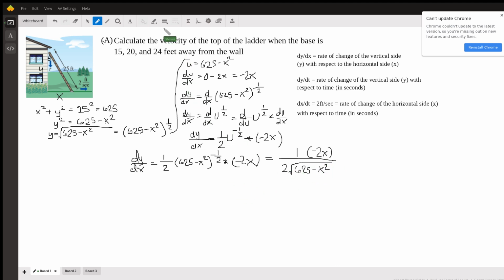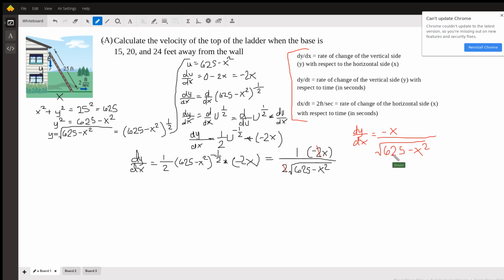And then right here, you can cancel out the 2's. So the 2 cancels out, and you will be left with dy over dx would be negative x over the square root of 625 minus x squared. Now this expression right here, the dy over dx, if we go back to our definitions, it represents the rate of change of the vertical side y with respect to the horizontal side x.